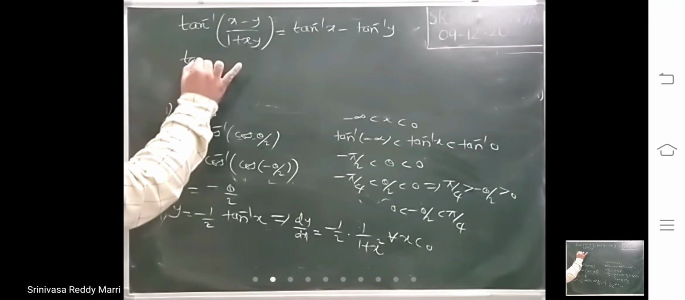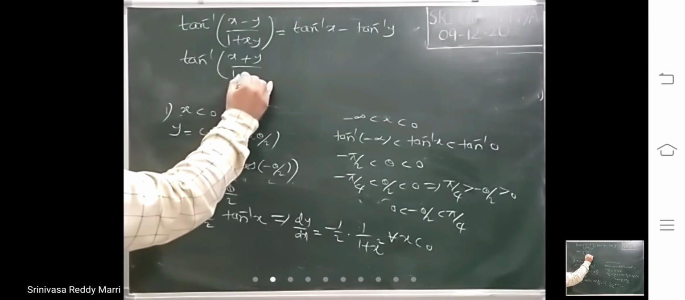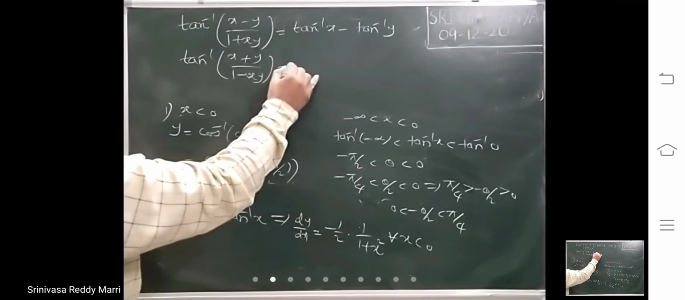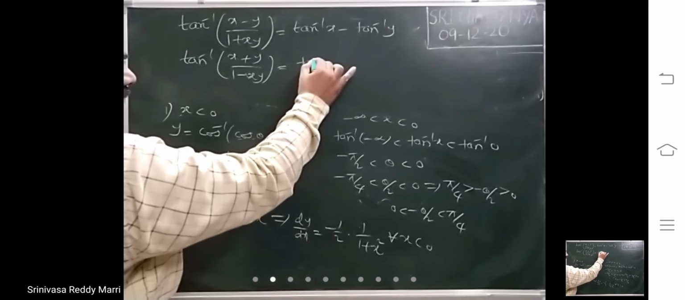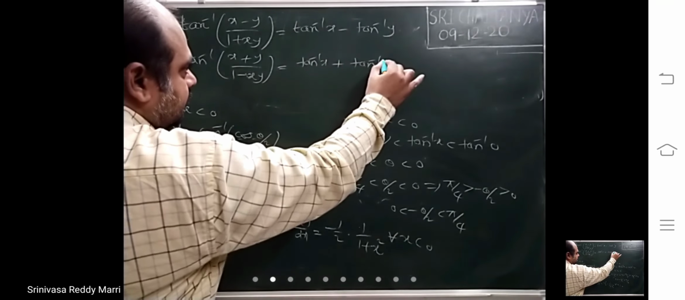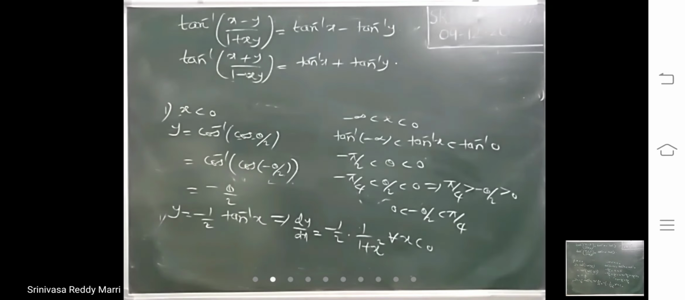Similarly, generally, we have already discussed this formula also. Generally, when principal values are considered, x plus y by 1 minus xy, we will write this. Especially we will use this more: tan inverse of x minus y by 1 plus xy.